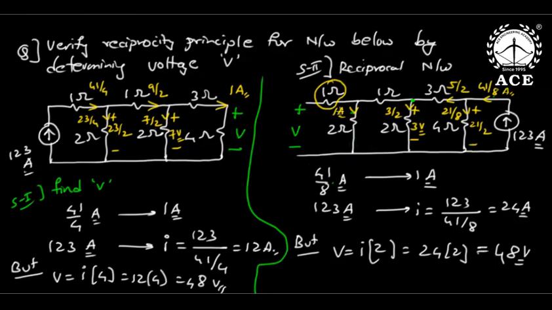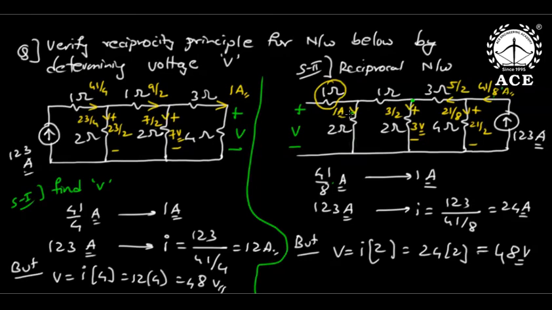I'm a little confused. You start with an assumption that you take 1 ampere here. It is homogeneity, or you can take 2 amperes also, no problem. But you start with an assumption that this is 1 ampere. Once it is 1 ampere, I slowly build up KCL and KVL to understand that 41 by 8 amperes is driving 1 ampere here.